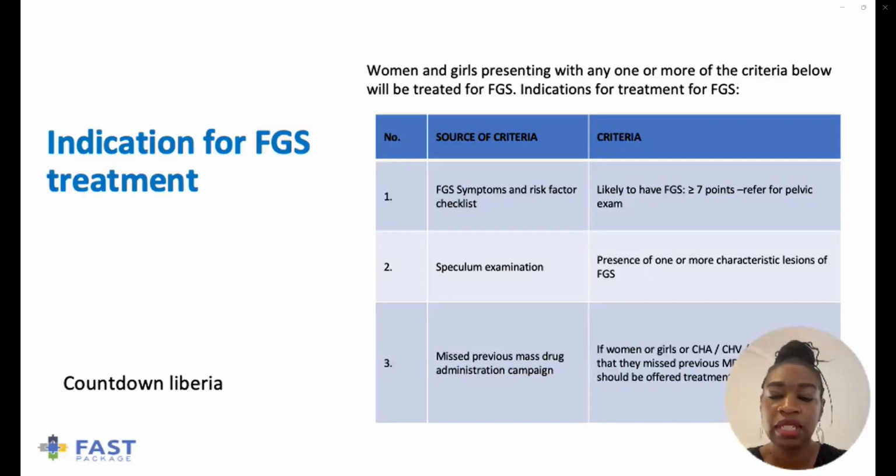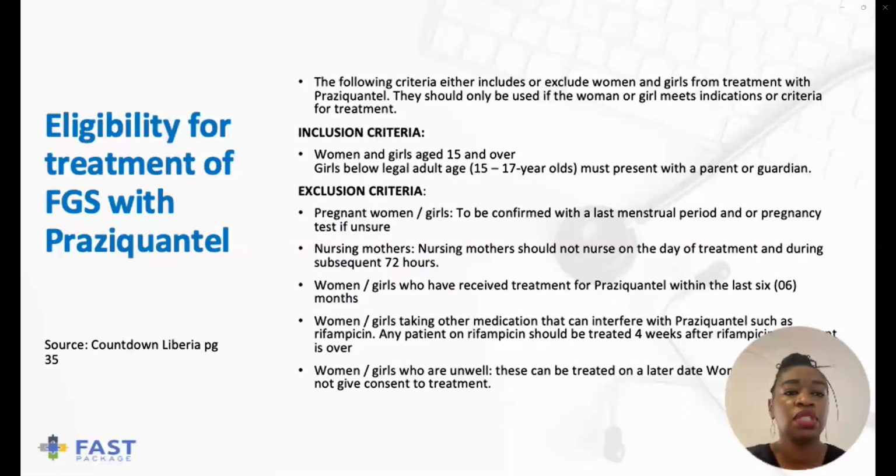We've talked about praziquantel throughout, and this is based on the different criteria we have for indications of treatment. Number one, we've talked about the environmental risk and the signs and symptoms, and number two, the presence of the lesions on speculum exam. And then number three, if someone has missed a previous drug administration and they fall under the same area where you found people to be at risk. Then the eligibility for treatment of FGS with praziquantel, as you can see, is basically for everyone.